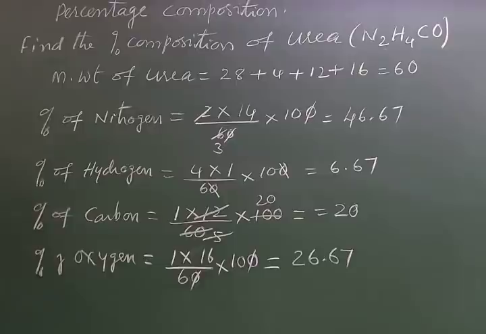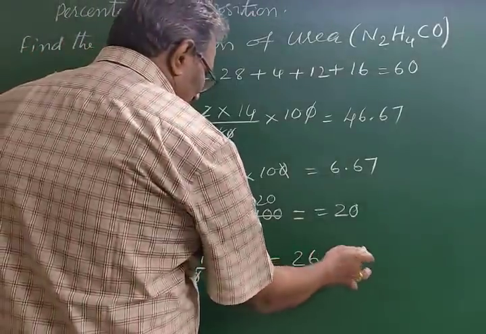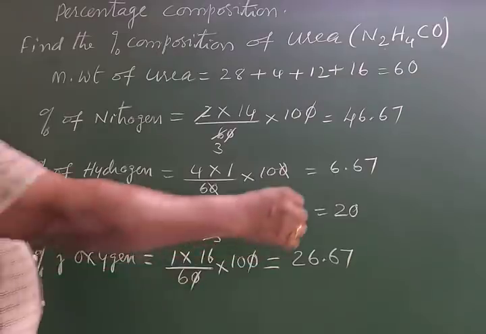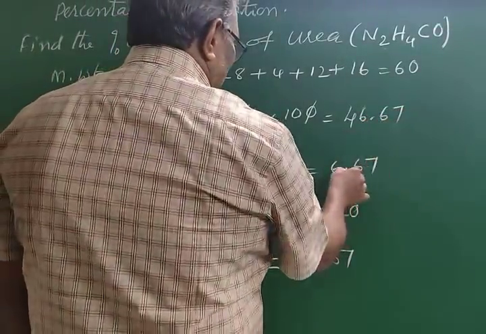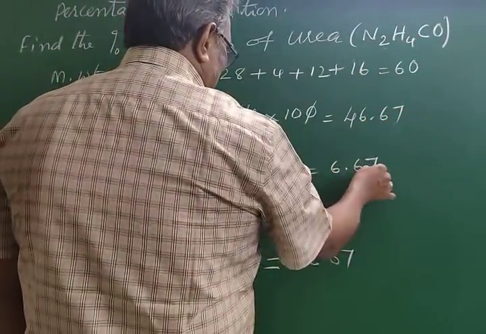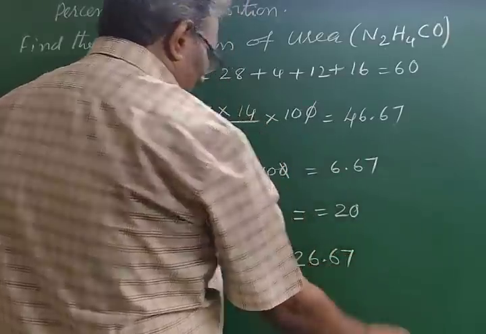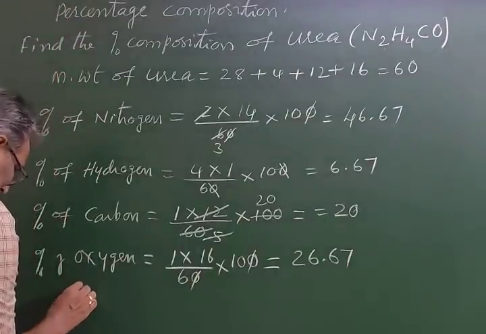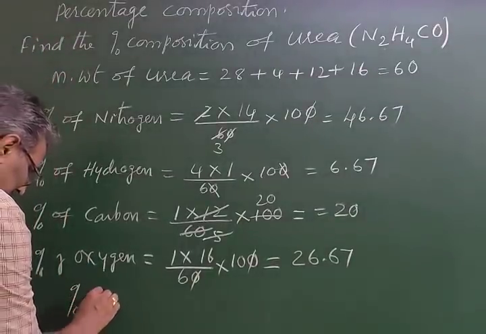As we are taking all 67, 67, 67, the total will be a little more than 100. Actually, this is 46.66, 6.6666, and this is 26.6666. But if we add these, we get 100.01.